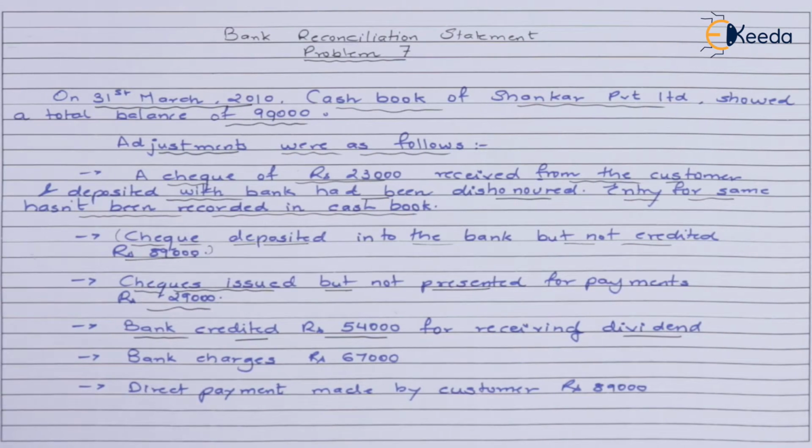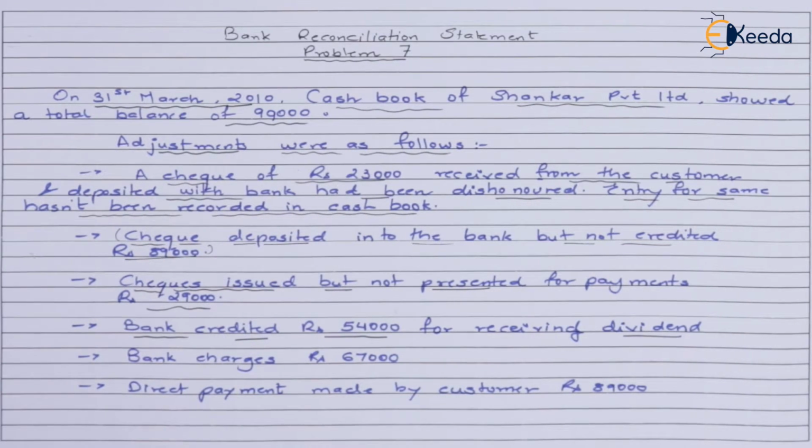The next adjustment refers to bank credited rupees 54,000 as dividends into your account. The next item refers here to bank charges of 67,000. And the last transaction refers to direct payment made by the customer, rupees 89,000. So all these adjustments have already been provided to us.